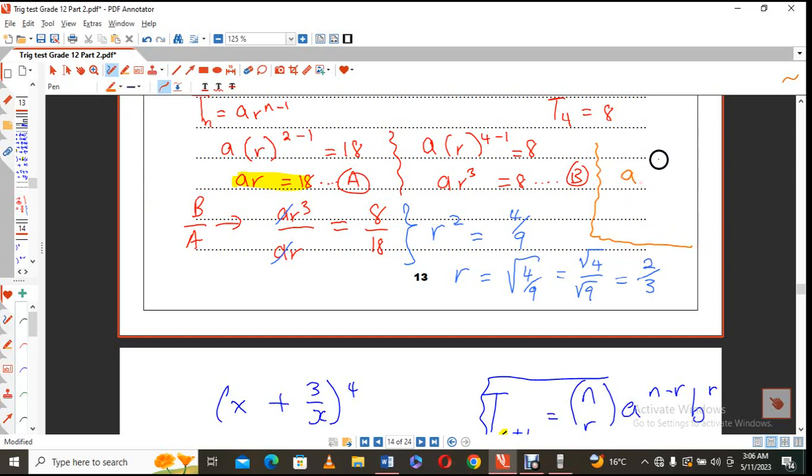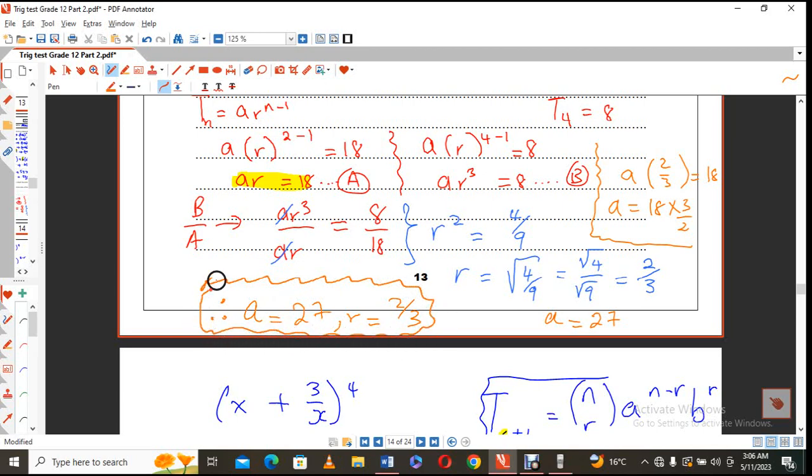So A times R, which is 2 over 3, is equal to 18. Of course, that means A will be 18 times 3 over 2. And that gives me that our A value is 3, 2 goes there, 9 times 3 is 27. Therefore, A is 27 and R is 2/3 is our solution to the question.